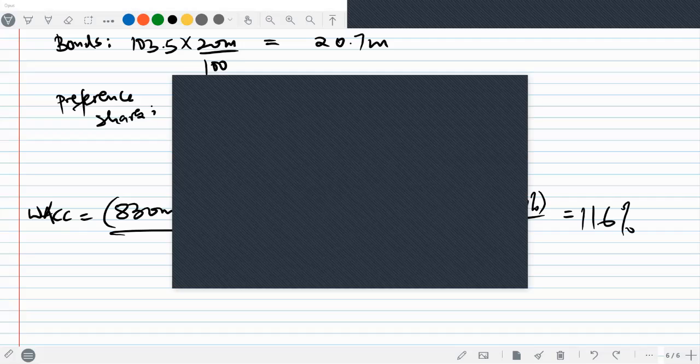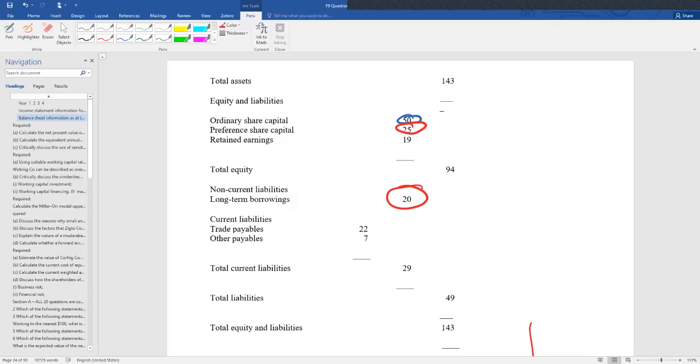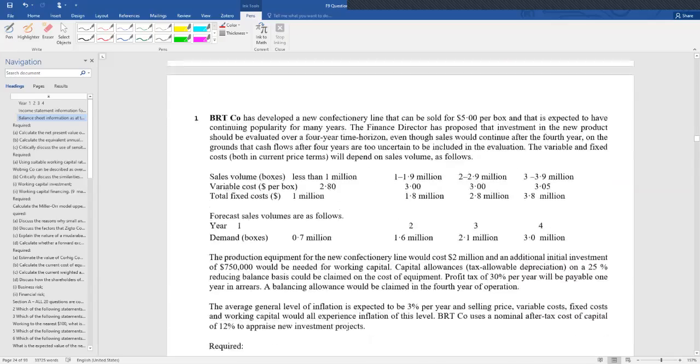Okay, you can see they're quite straightforward, I guess. Any questions so far?